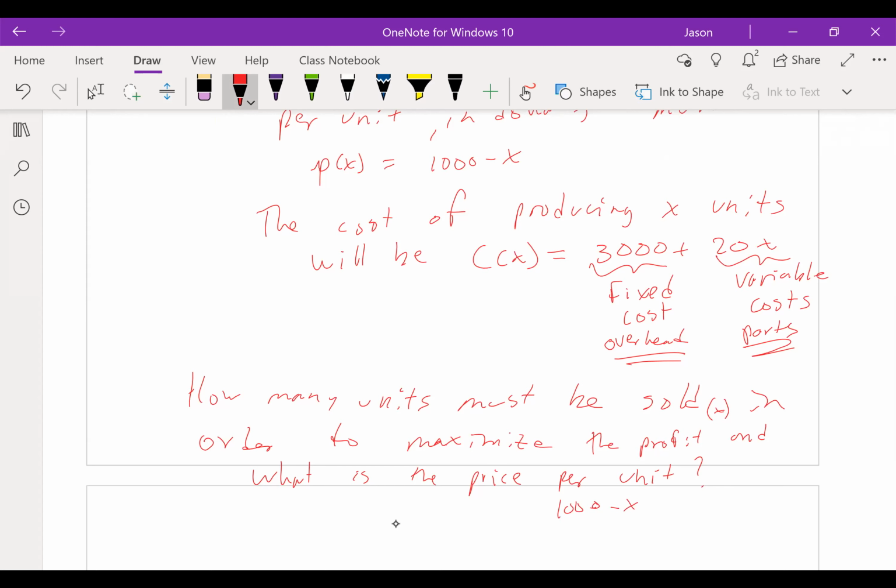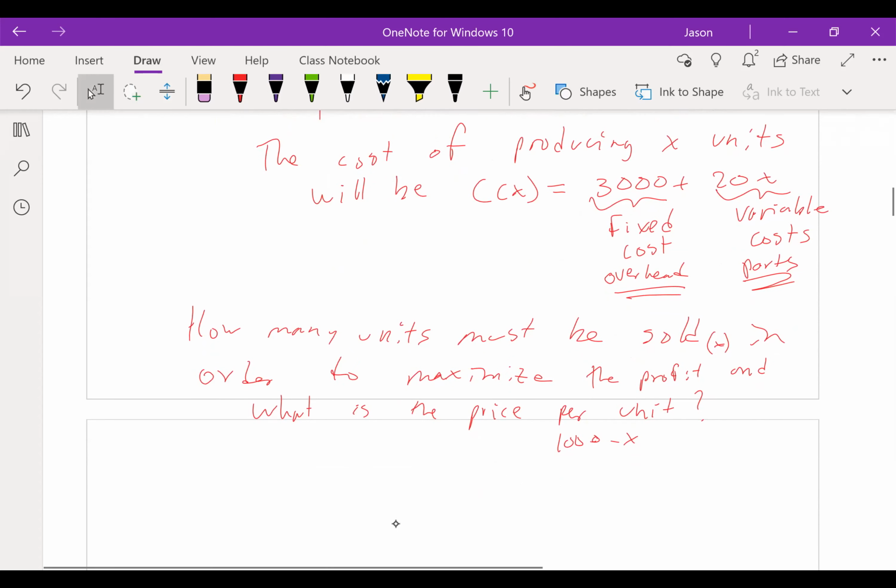And we may even want to know, what's the total profit that I make? So, how many units must be sold in order to maximize the profit, and what is the price per unit, and what is the maximum profit?